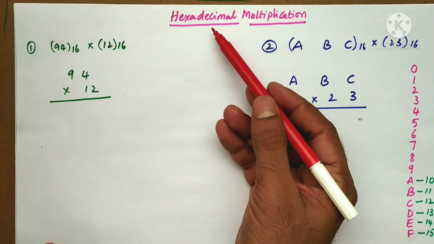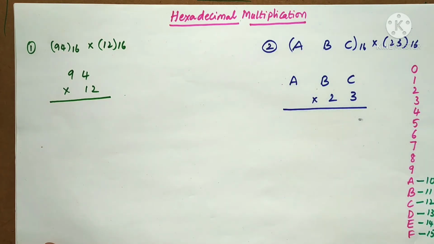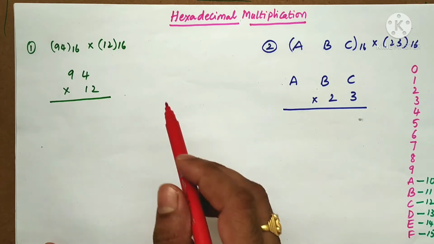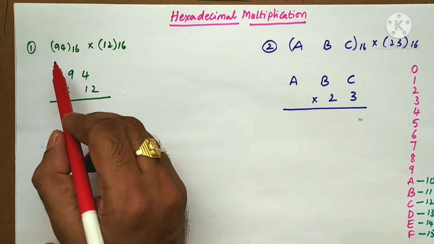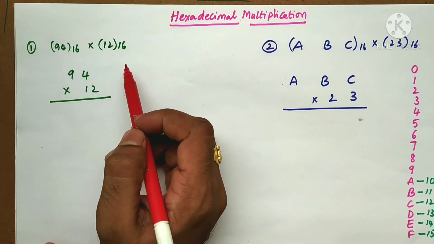Hexadecimal means base 16 number system. So there are 0 to 15 digits in hexadecimal number system, and they are written as 0 to 9 and A to F. A means 10, B means 11, C means 12, D means 13, E means 14, and F means 15. So you have to perform hexadecimal multiplication now. So multiply 94 base 16 into 12 base 16.